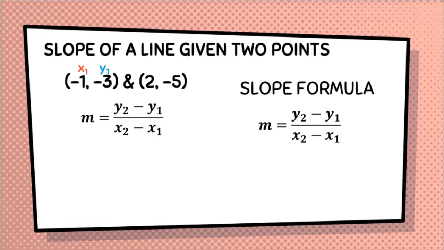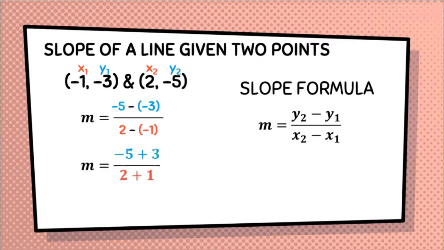We have the x sub 1 and y sub 1 for the first point, and for the second point we have x sub 2 and y sub 2. For the y sub 2 and y sub 1, we have negative 5. Our operation is subtraction. And then, our y sub 1 is negative 3. For our x sub 2 and x sub 1, we have 2 minus our x sub 1, which is negative 1. And then simplify. Negative 5, negative times negative 3 is positive 3. Same with our denominator, we have 2, negative times negative 1 is positive 1.